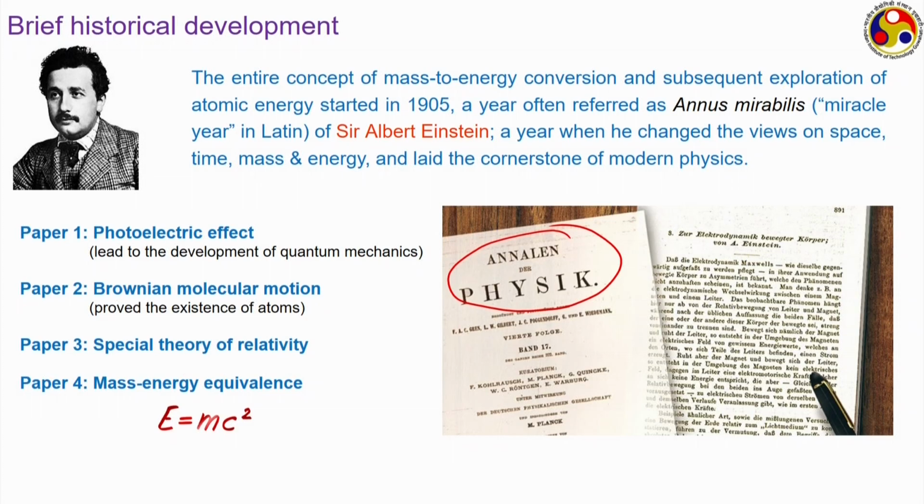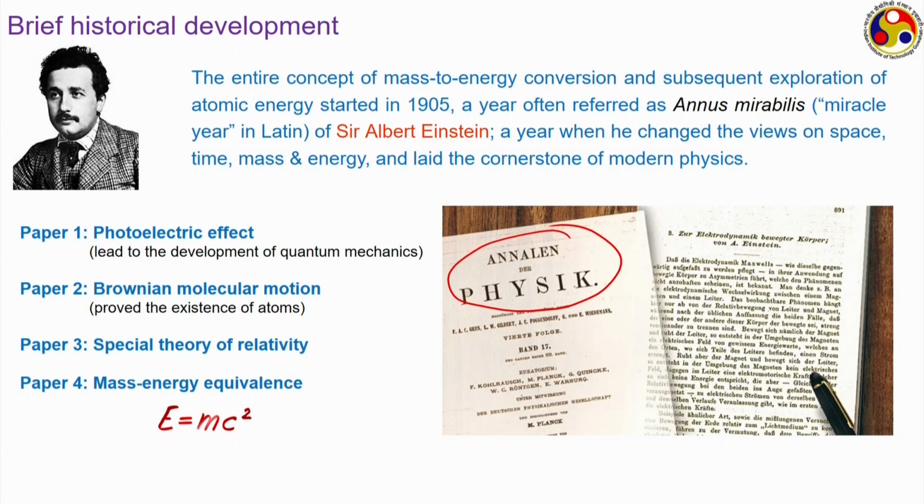Paper 1 was on the photoelectric effect, which led to the development of quantum mechanics later on. It may be a surprise to many of you, the Nobel Prize that Sir Albert Einstein received later on was actually related to his work on the photoelectric effect, and not because of the much celebrated theory of relativity. In his second paper, he discussed Brownian molecular motion, which undoubtedly proved the existence of atoms. And the third paper, the special theory of relativity, needs no mention.